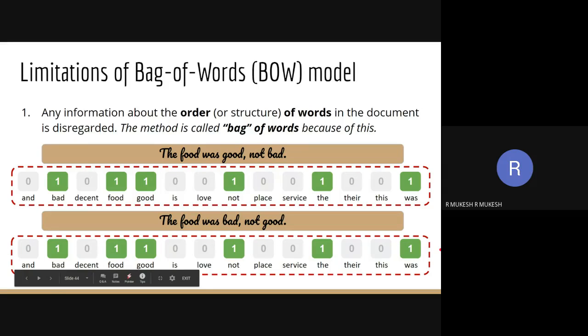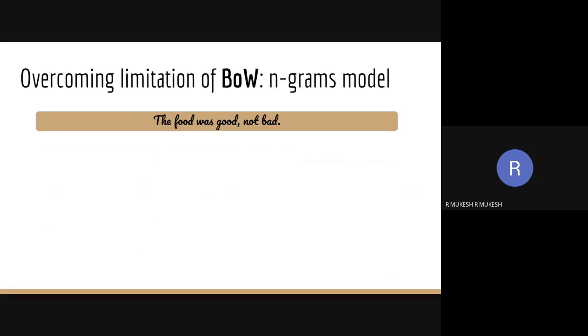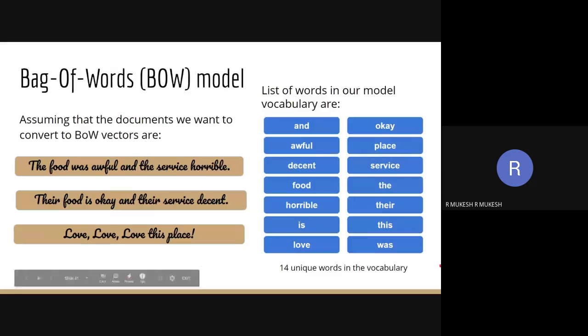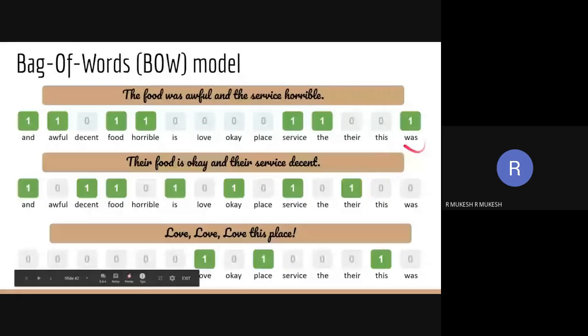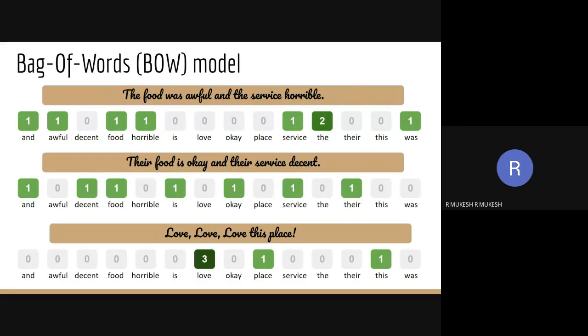How can I bring in the ordering information? What we can do is change the unit of text that we are using as dimensions or features in our feature vector. We see that "and" has been translated into a feature, "was" has been translated into a feature, "love it" has been translated into a feature. So we can change this fundamental unit, the fundamental feature or dimension that we have used to represent the sentences.